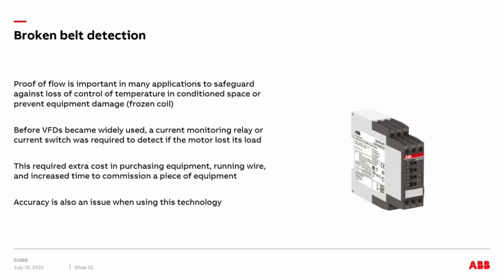When using these current monitoring relays or current switches, extra cost was required to purchase that equipment, to run that wire back to the building automation system, and the commissioning time was increased because that current monitoring relay or current switch had to be tuned to match the application. Accuracy is also an issue when using that technology to monitor for a broken belt. Let me explain why on the next slide.